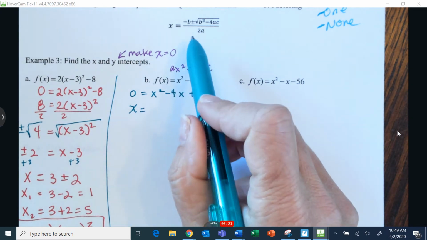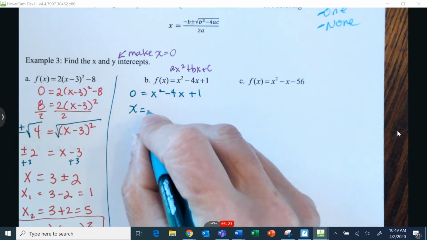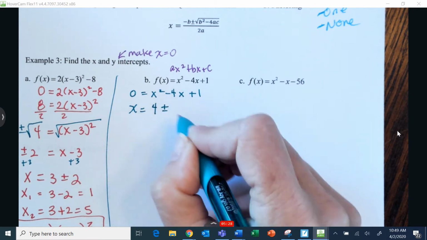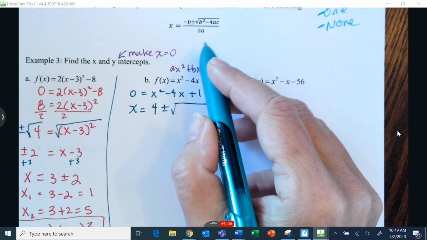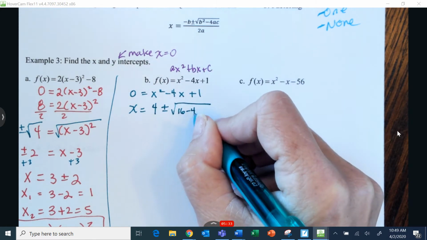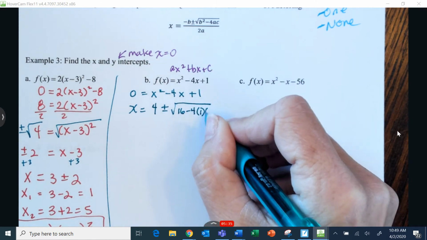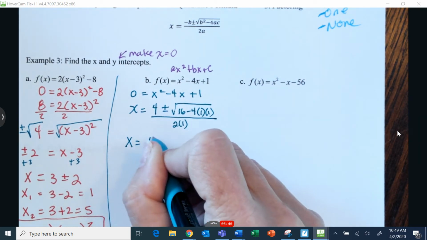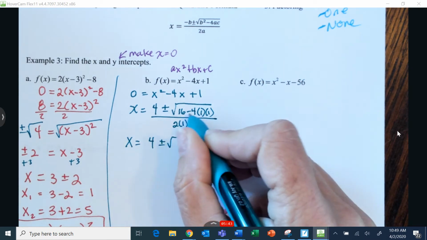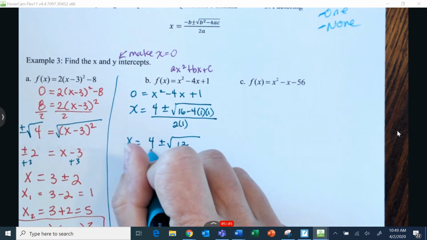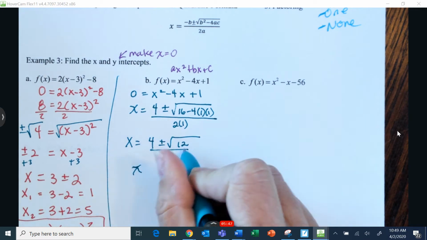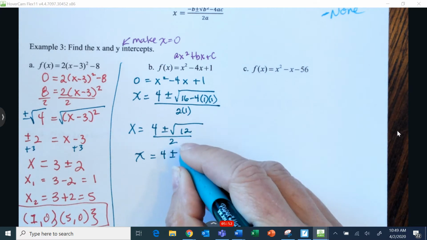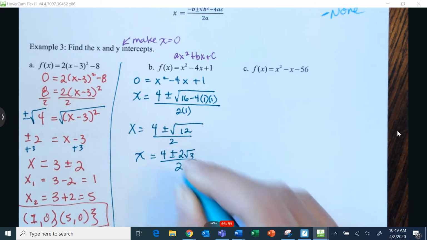All right, so we are going to plug in that information. x equals opposite of b, so b is -4. I'm going to put +4. Plus or minus square root of b squared, 16 minus 4 times 1 times 1, all over 2 times 1. So when I have 4 plus or minus square root, this is 16 minus 4, 12 over 2. And we're going to simplify that square root of 12. 4 plus or minus, that will be 2 radical 3 over 2.